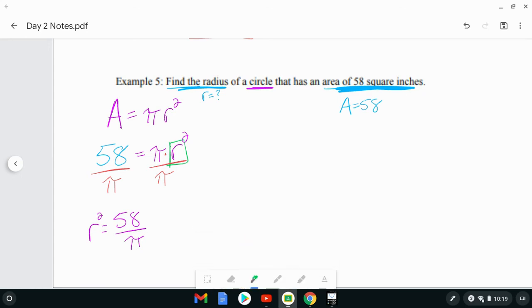Now we got to get r by itself, and this square is in the way. Okay, so the opposite of squaring is going to be square rooting, so we have to square root that entire right side. These will then cancel, and you end up with r equals the square root of 58 over pi.